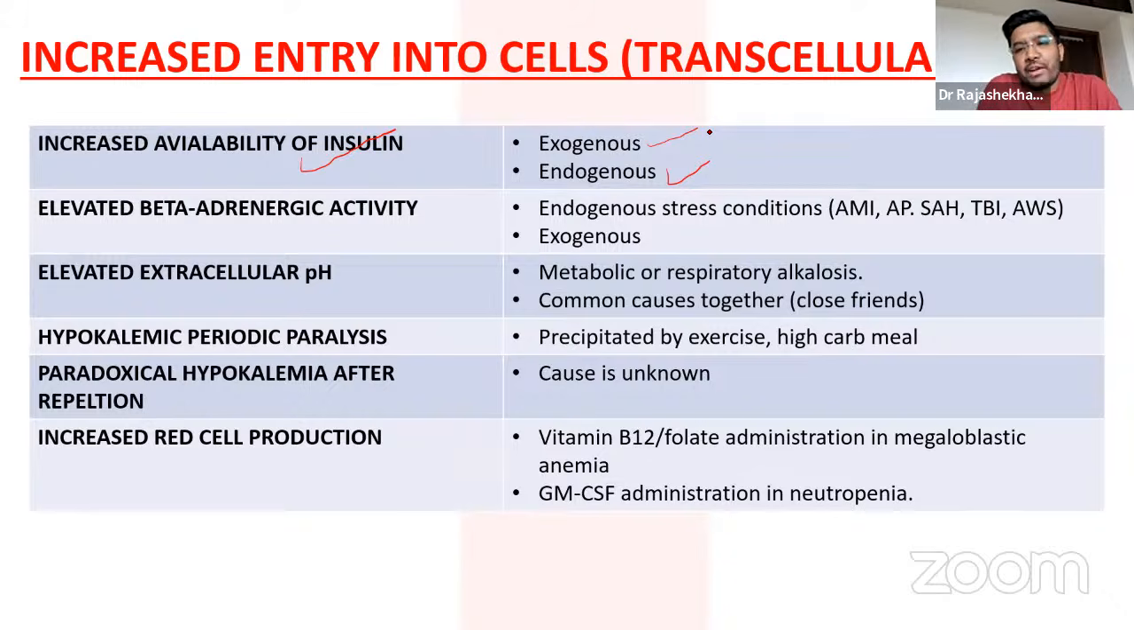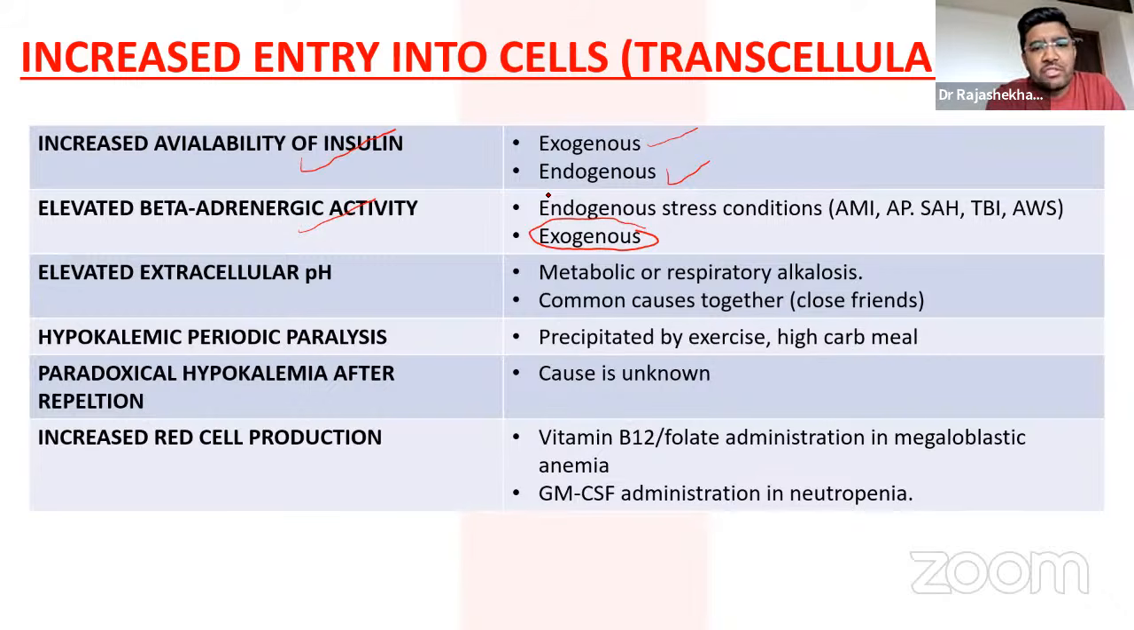That's why whenever you correct this hypokalemia, the dextrose containing fluids are never used with the potassium. So it is always the normal saline which is being used to give the potassium chloride during the day-to-day management. And any amount of elevated beta adrenergic activity, like the endogenous stress conditions, as I told you, the acute myocardial infarction, the pancreatitis, the hemorrhage, the brain injury, and alcohol withdrawal, etc. And exogenous beta agonists, as I told you, in case of asthma, COPD, or premature labor, etc. So these situations can cause the hypokalemia.